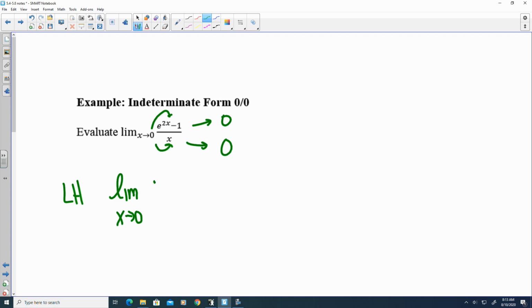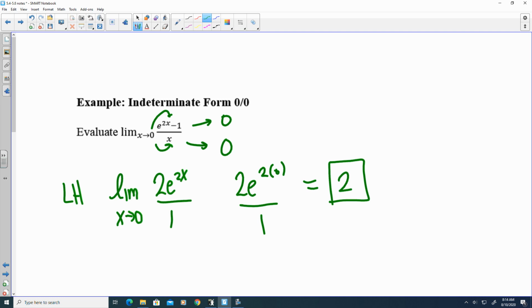The derivative of the top is 2e to the 2x, and the derivative of the bottom is 1. So now when I plug 0 in, I get 2 as my answer. Handy. That's nice.